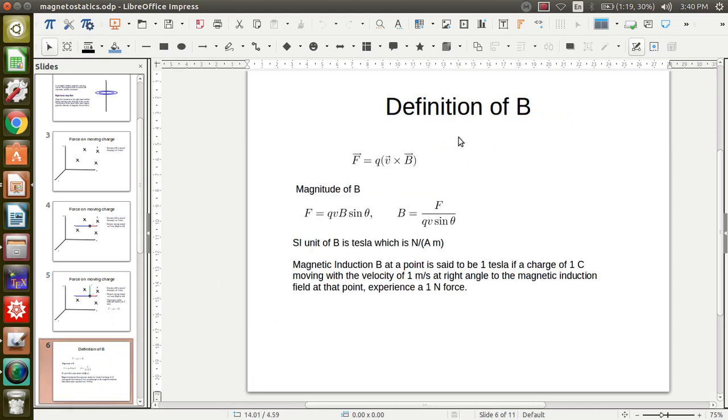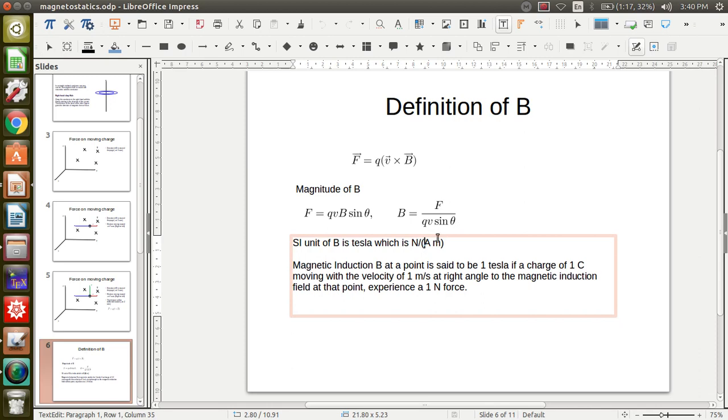Now before moving to that, first I'd like to have a definition of B. What is B? Now we have force is given by Q V cross B. Now the magnitude of B is given by F equals Q V B sin theta. So basically B will be given by this as we move this to your left hand side. So the SI unit of force is Newton, and QV will give you what? Ampere meter, because Q by T, charge per time, will give you current, this will give you ampere, and the meter is sitting over here, so that will give you meter in inverse.